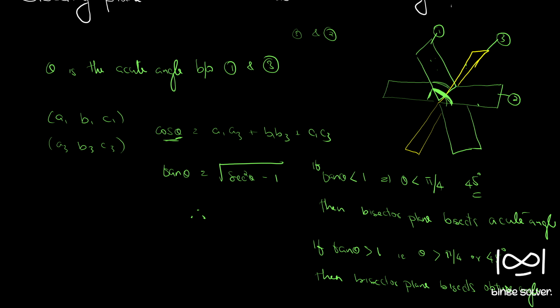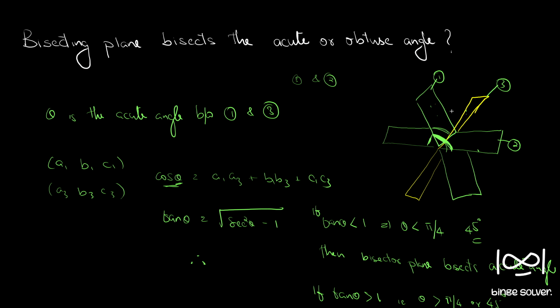Okay. So this is how we find whether the bisector plane is bisecting the acute angle or obtuse angle. We first formulate the equation of plane 3, then use the direction ratios of plane 3 and plane 1 to find theta. We take the acute angle, then tan theta, we check whether tan theta is less than 1 (theta less than pi by 4), and from that we can know whether the bisector plane we took is bisecting the acute angle or obtuse angle. This is the method to do it.